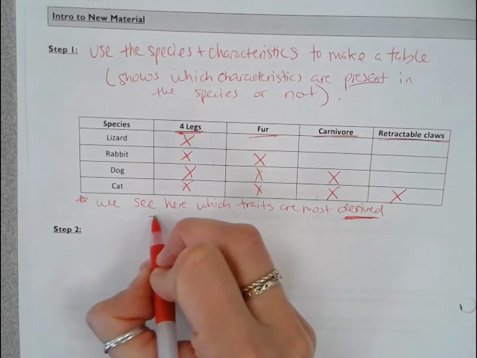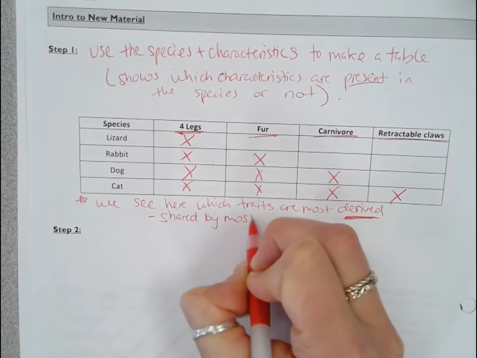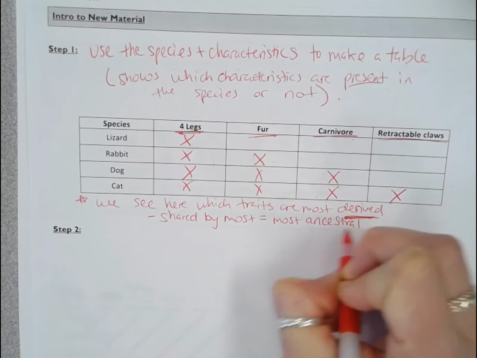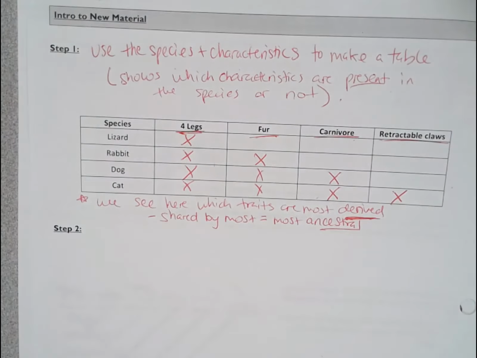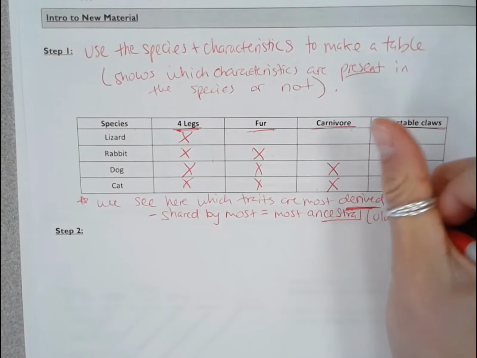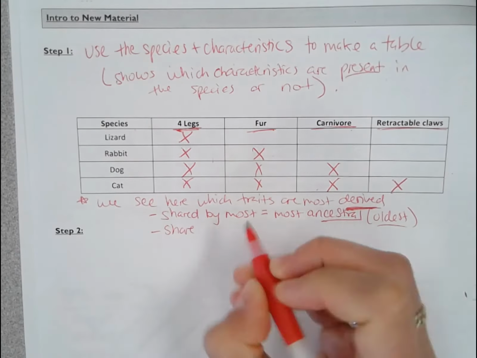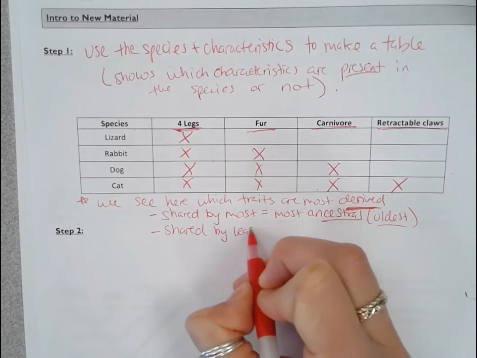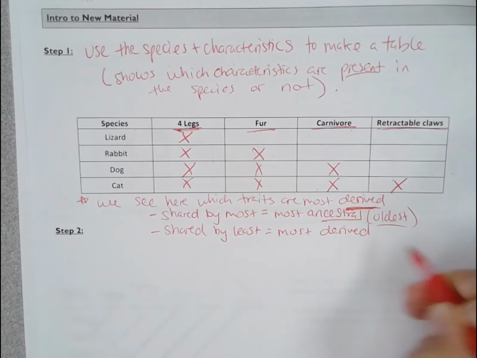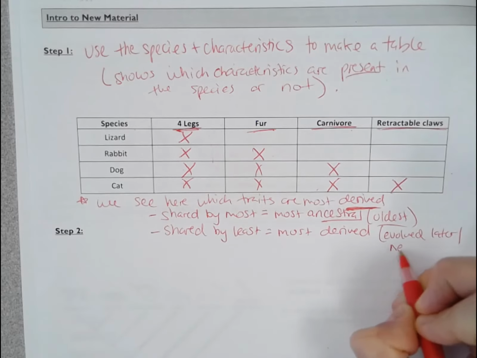I also want us to write down that the ones that are shared by most organisms are the most ancestral. What does ancestral mean, guys? Yeah, it's like the oldest, right? They're the ones that are from our ancestors, so they're the oldest. Good. The ones that are shared by the least are the most derived, meaning they probably evolved later. It's a newer trait.